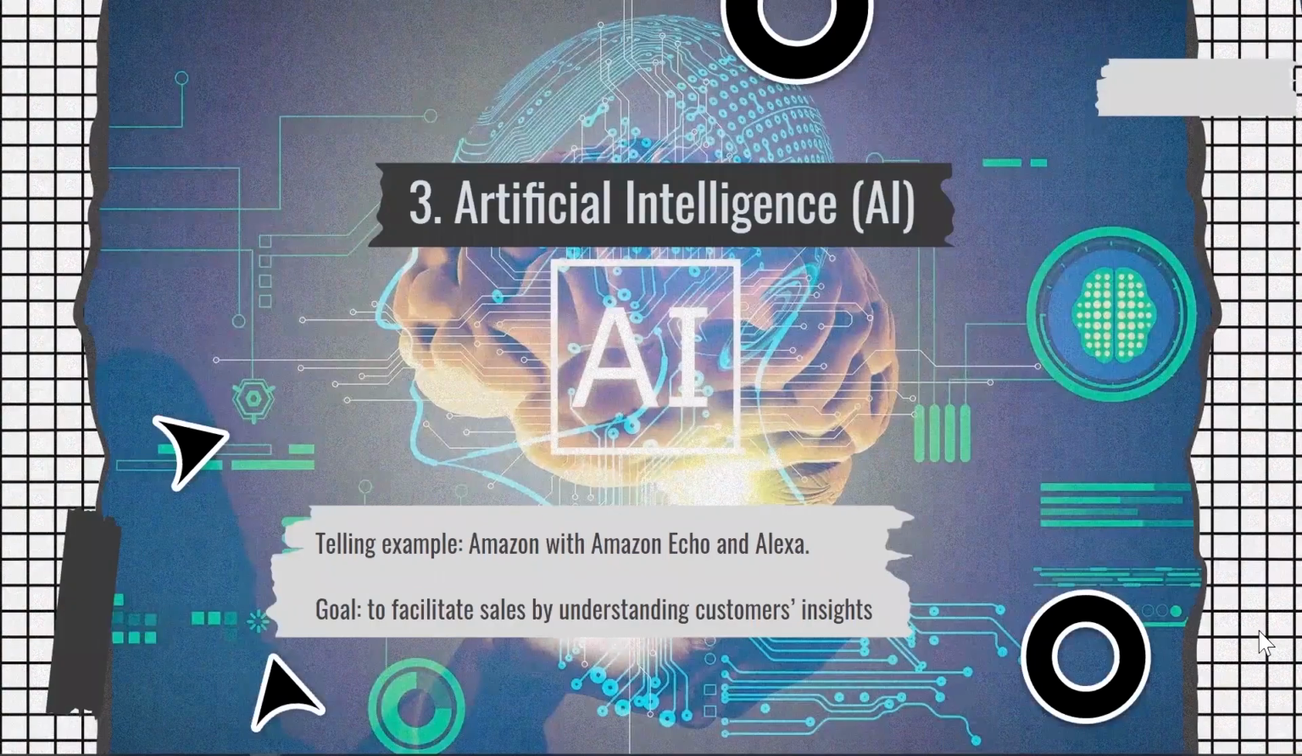The next thing is artificial intelligence, the AI. The advance in natural language processing techniques has enabled Amazon to develop exciting new technology such as Amazon Echo or Alexa. So the goal is to facilitate sales by understanding customer insight. You can imagine that the intelligent personal assistant might be able to understand what you are looking for, even when you are not sure how to phrase it or what you are looking for.